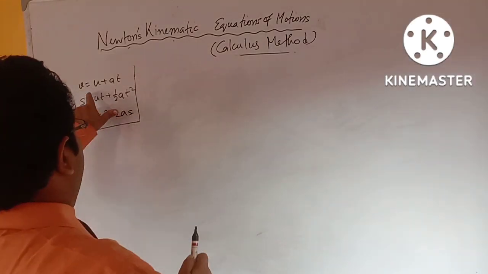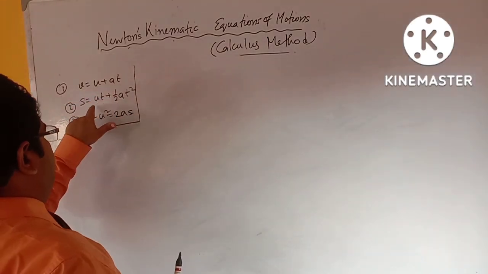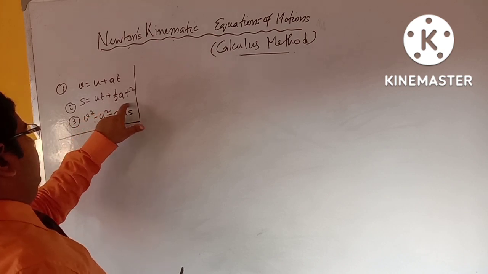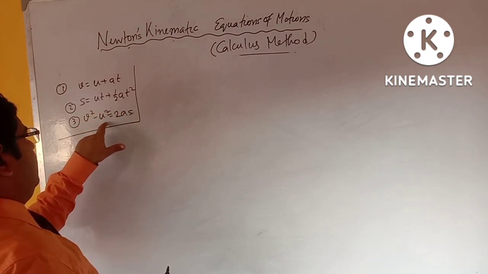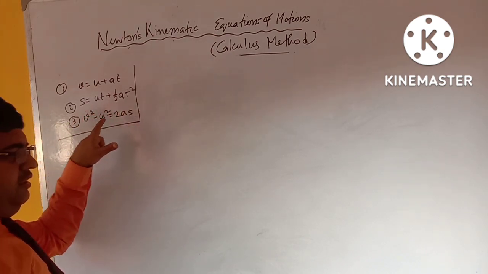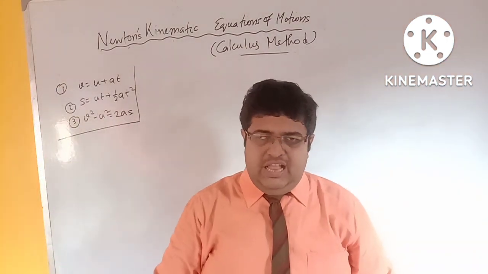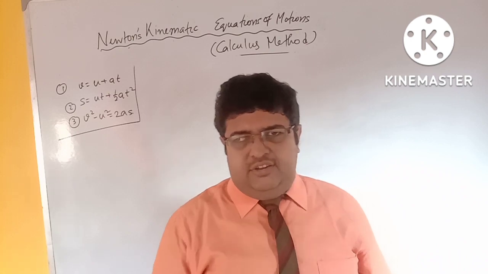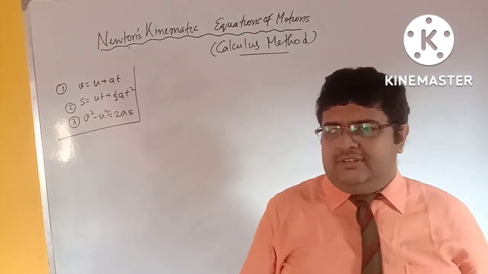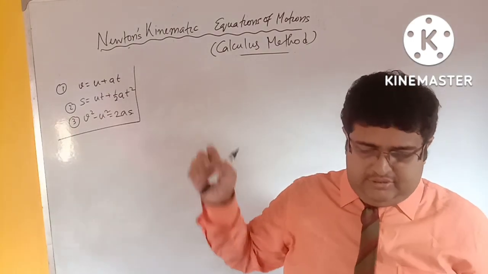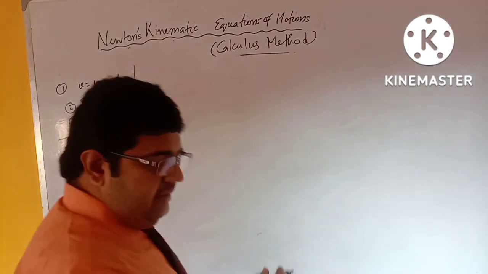So the first equation is V equals U plus AT. Second, S equals UT plus half AT square. Third, V square minus U square equals 2AS. This is the third relation. Now there are two more equations which can only be derived by using algebra, so we are not discussing them here. In the next video, when I discuss things using algebra, I will come to it. So, starting with the first case.